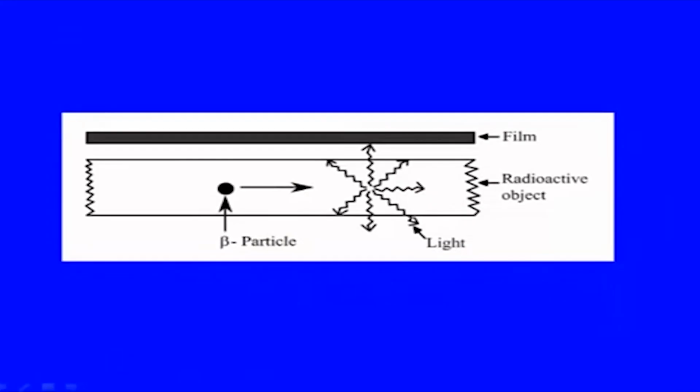Likewise, sensitivity can also be enhanced by adding fluors to the emulsion. So, this is shown in this figure, that there is a beta particle and there is a fluor here, which can increase the sensitivity many fold.